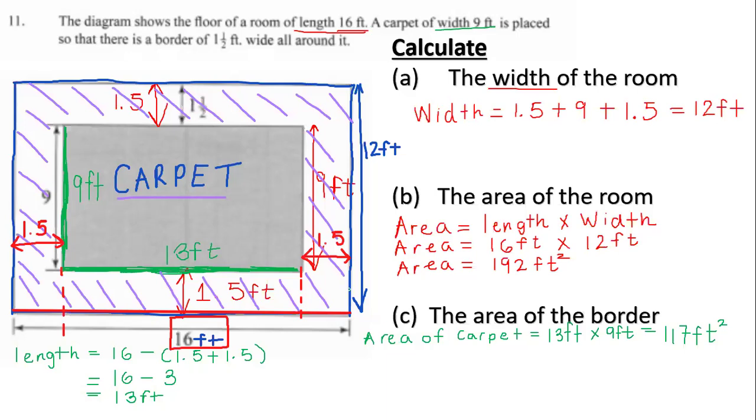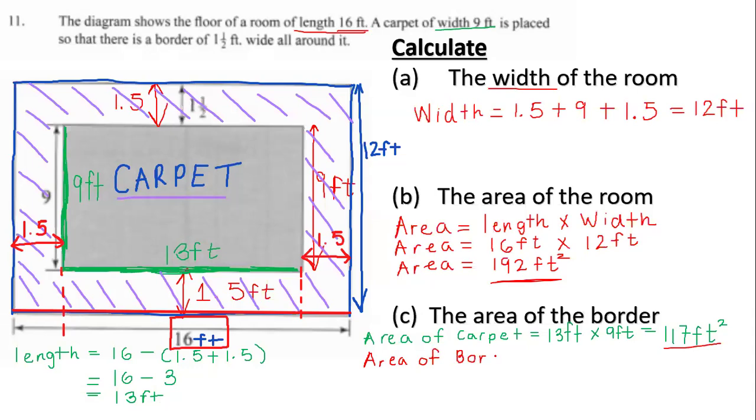Okay. But that's not the area of the border. That's just the area of the carpet. To find the area of the border, we have to subtract the area of the carpet from the area of the room. So remember, the area of the border is going to be equal to the area of the room minus the area of the carpet.